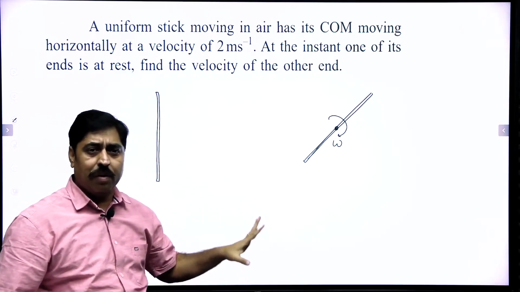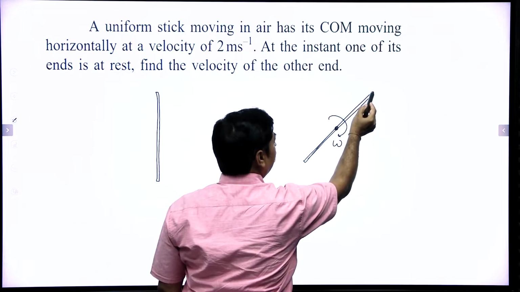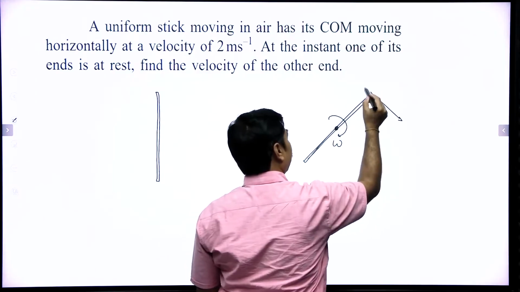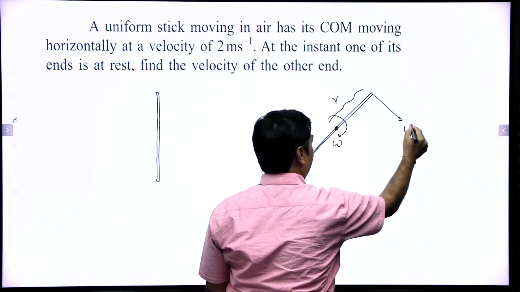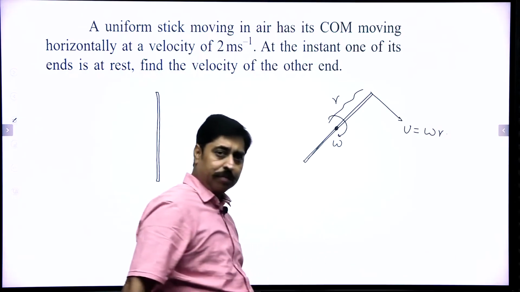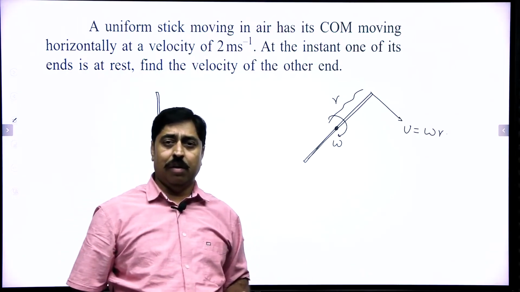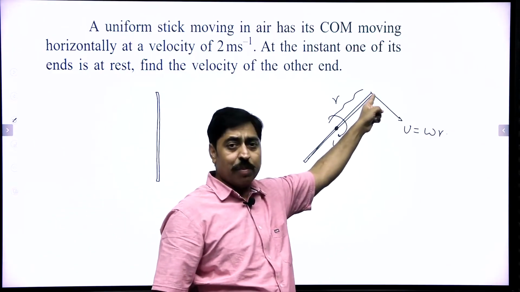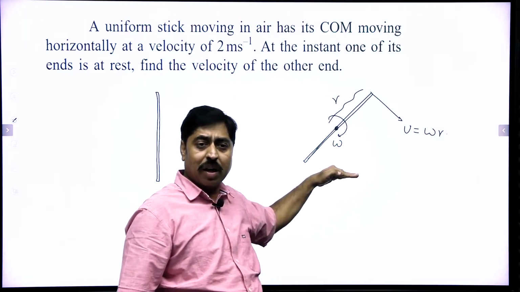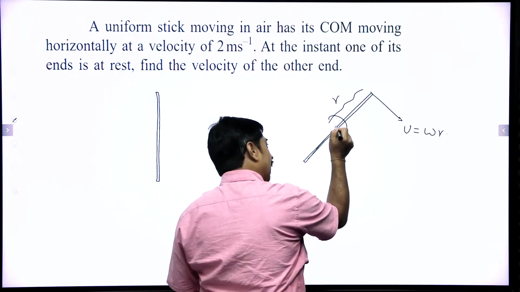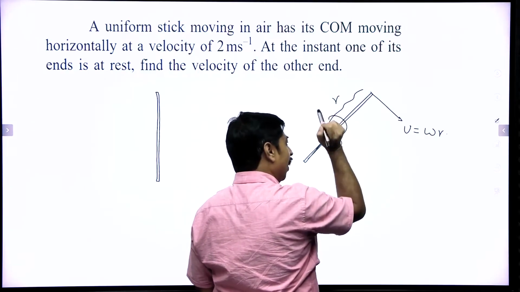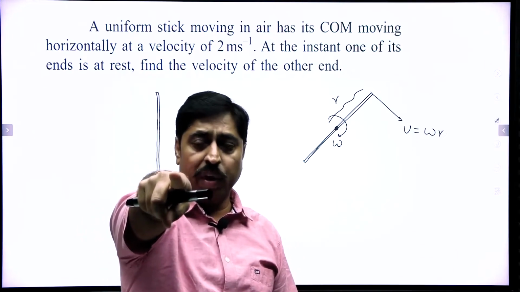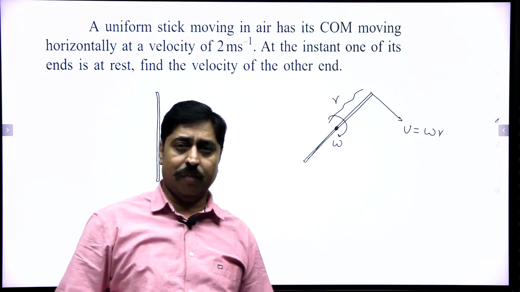And for this observer, this particular point will be moving in a circle of this radius at speed omega into r. Now, for an observer standing on the ground, how do I get the velocity of this point? I have to add the velocity of the center of mass to the velocity of this point, and the addition must be done vectorially. You need to remember that velocity is a vector quantity.